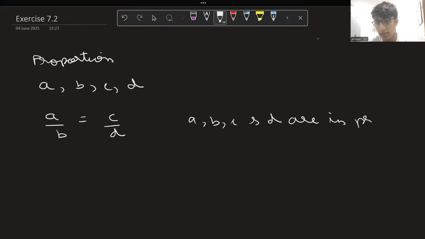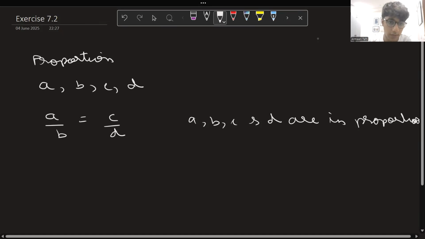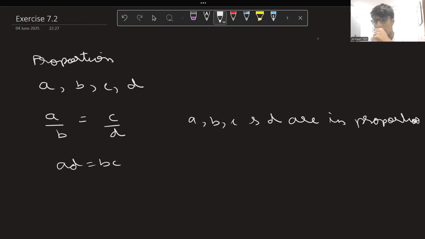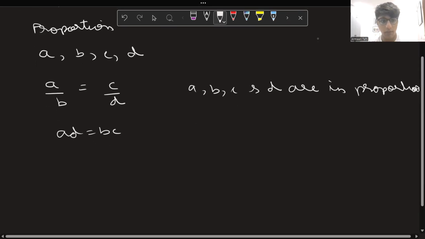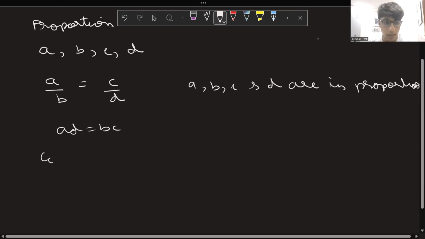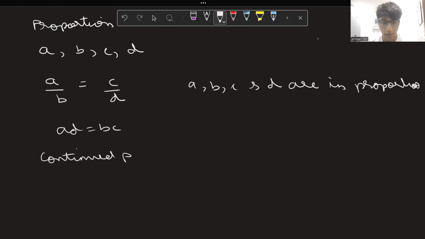It's a very basic, simple term, and I hope that all of you are already aware of this. And this can further be simplified to AD is equal to BC. Now, one thing which you may not be familiar with is something called continued proportion. And once again, nothing too difficult about it.